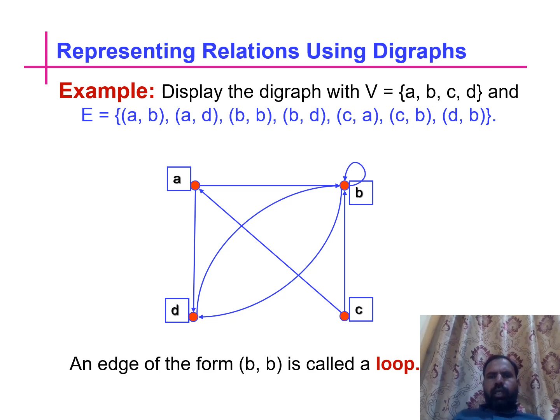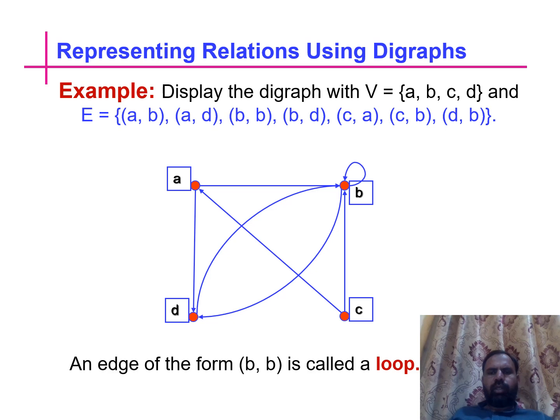We display the digraph with V = {A, B, C, D} and E which has the binary relation ordered pairs (A, B), (A, D), (B, B), (B, D), (C, A), (C, B). So this is with A to C, C to A, A to B, and this with A to D. This line shows A to B and this line shows B to D. This shows B to B itself, and an edge of the form BB is called a loop.